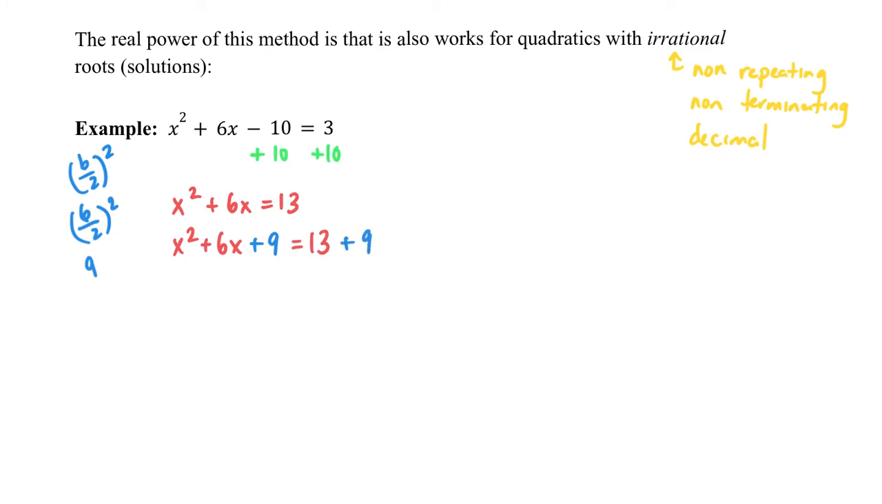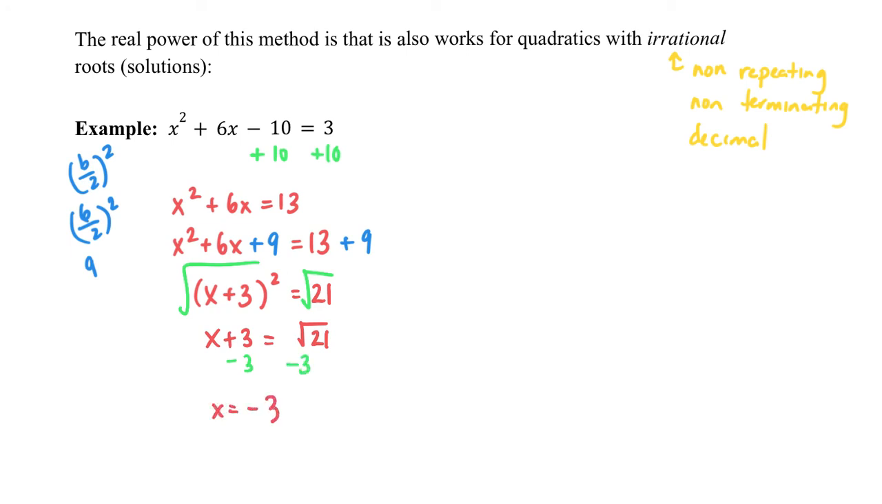Okay, next step is to factor. On the left-hand side, all I have to do is take half of b, which is 3. And that's going to work here. x plus 3 squared is going to give me this. And on the right-hand side, I have 13 plus 9, which is 21. Take the square root of both sides. That leaves me with x plus 3 equals the square root of 21. And now subtract 3 from both sides. And so I get x equals negative 3 plus or minus radical 21.